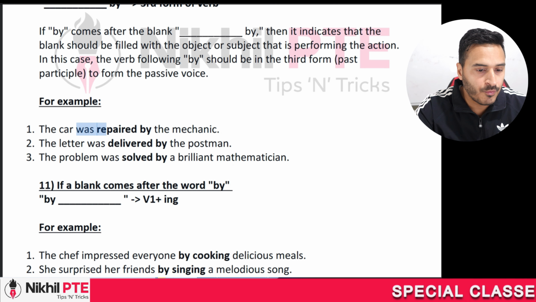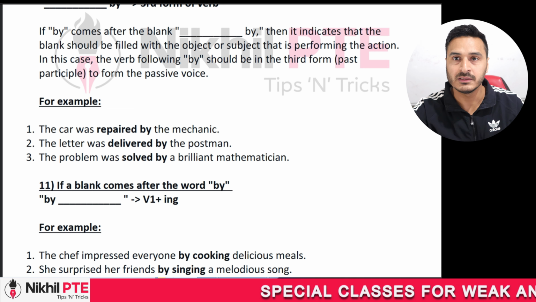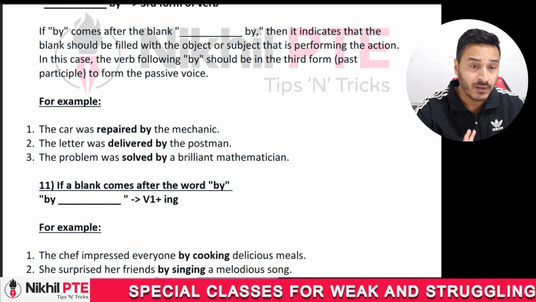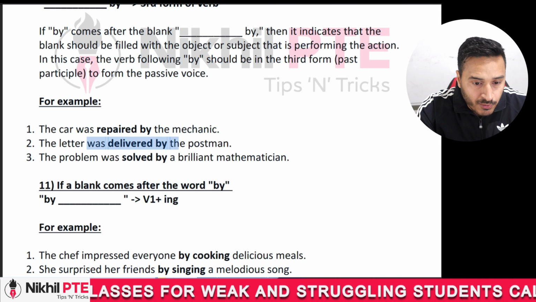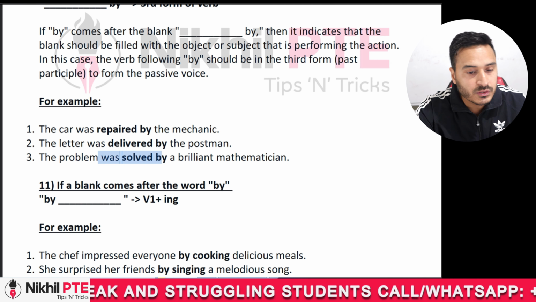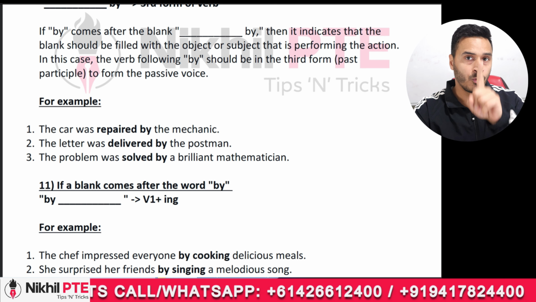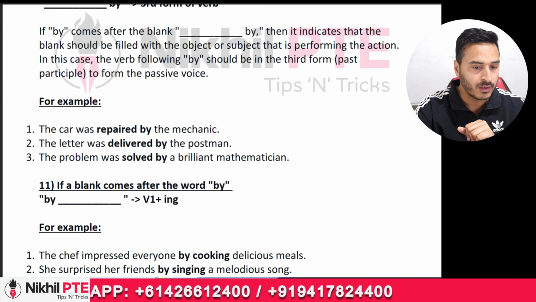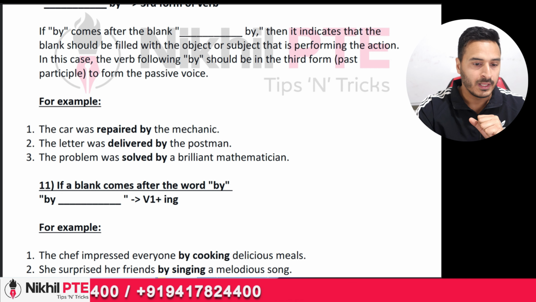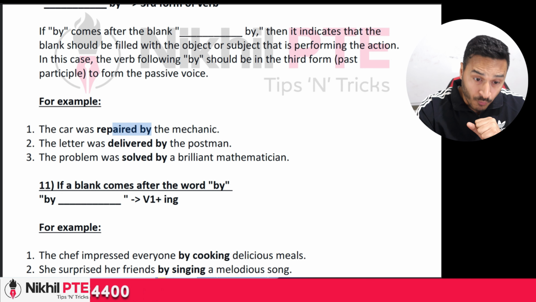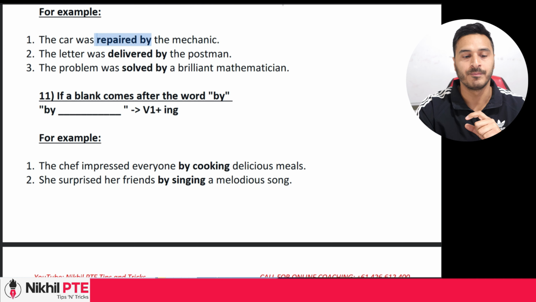For example, was repaired by the mechanic, something happened by someone, was delivered by the postman, was sold by a broker. Two rules apply. Rule number 1, after was third form will come, obviously. And rule number 2, before by third form will come.